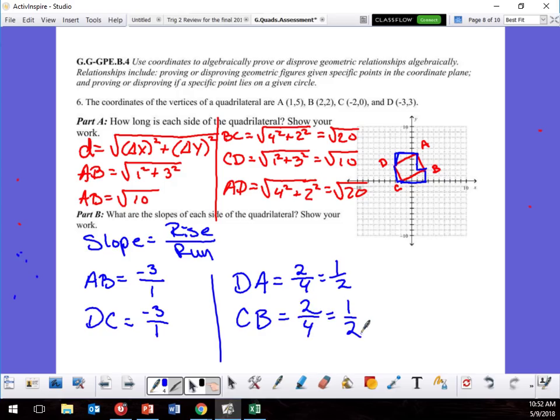Very good. So now, looking at this much information right here, what do I know about AB and DC? They're parallel, because we're talking about slopes now, right? So slopes, if they're the same, they're parallel. What about DA and CB? They're the same, so that means these two are parallel.